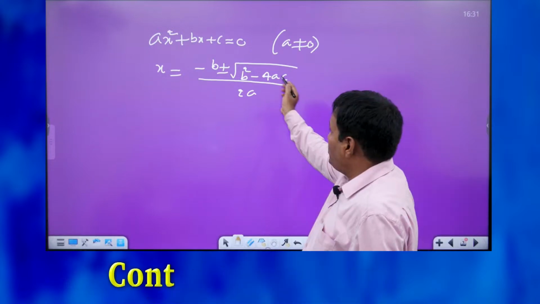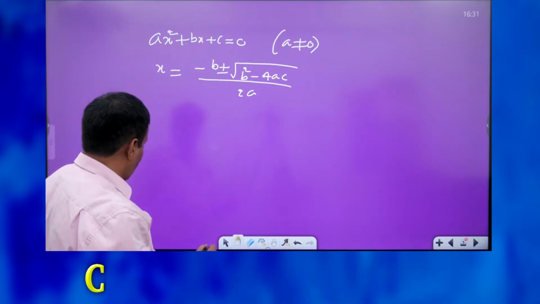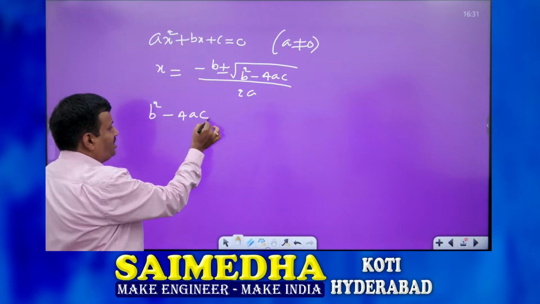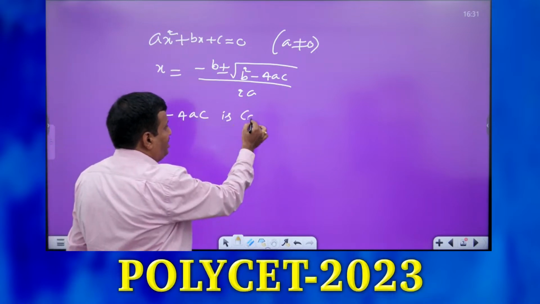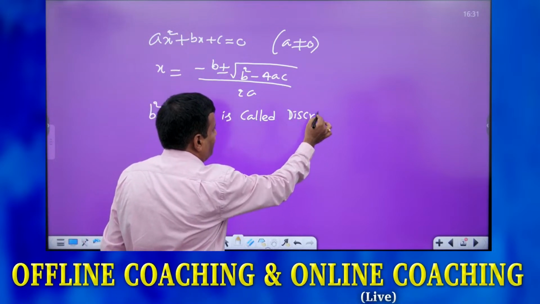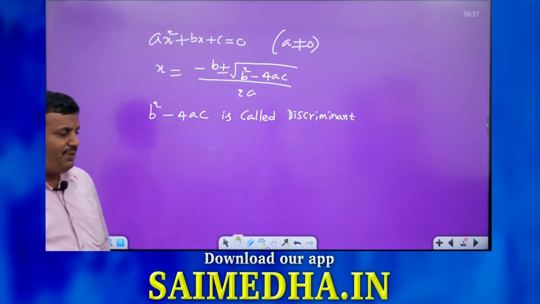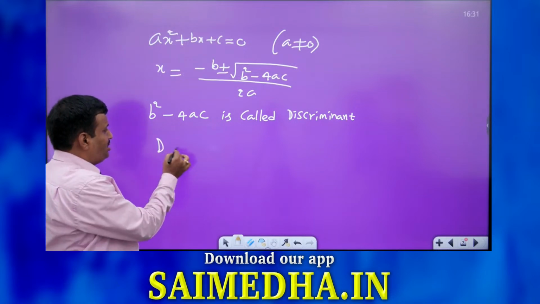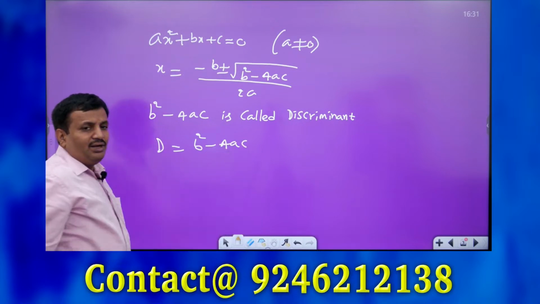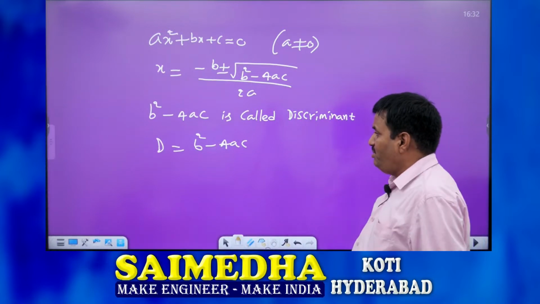There is a speciality about this b square minus 4ac. What is this b square minus 4ac? It is called the discriminant. The discriminant is represented as D. D equals b square minus 4ac. D is called the discriminant.